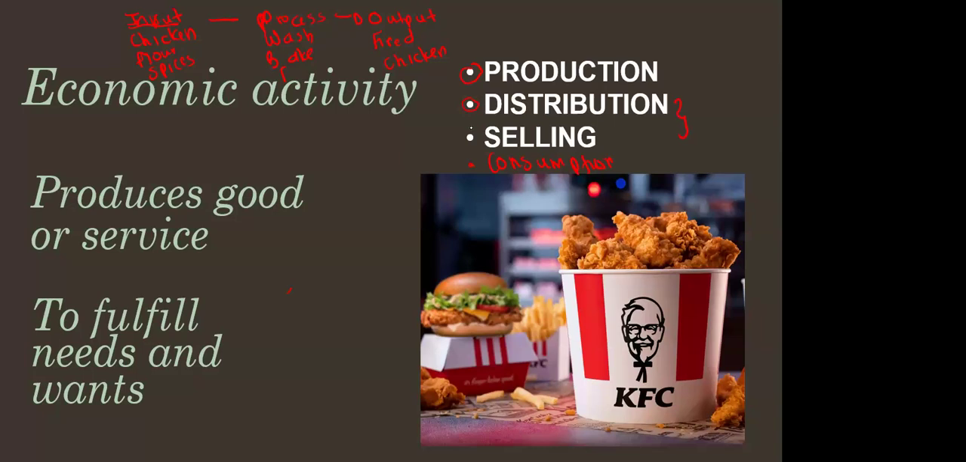And the last thing: when consumers get the chicken, will they keep it in their showcase? No, they will consume it. They will buy the chicken and consume it. So in an economic activity, you have to have four main things: production, distribution, selling, and lastly consumption. If all these four are there, it becomes an economic activity. In any business, all four would be there. Guys, is it clear? Is economic activity clear?